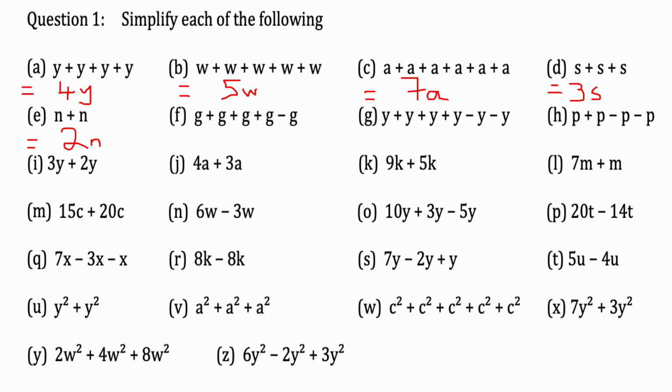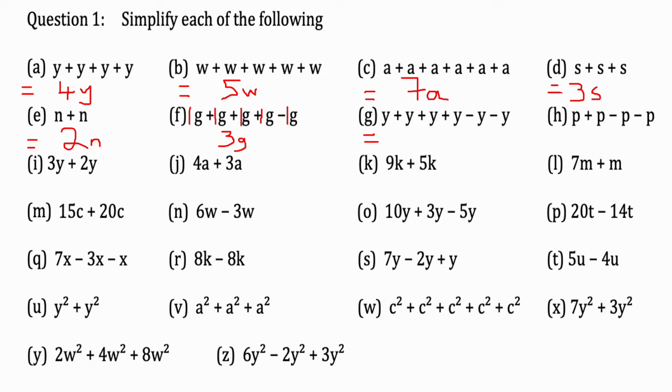Part F, g plus g plus g plus g minus g. Let's just deal with it bit by bit. g plus g plus g plus g is 4g. Take away 1g, I've got 3g. Imagine I'm taking away 1g there. I've got the number 1 in front of all these, and that will make it a bit easier to understand. I've got 4g, take away 1g, which is 3g.